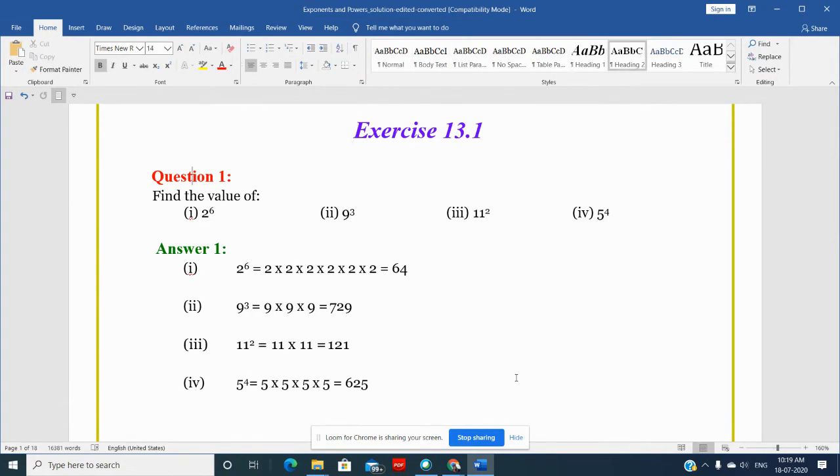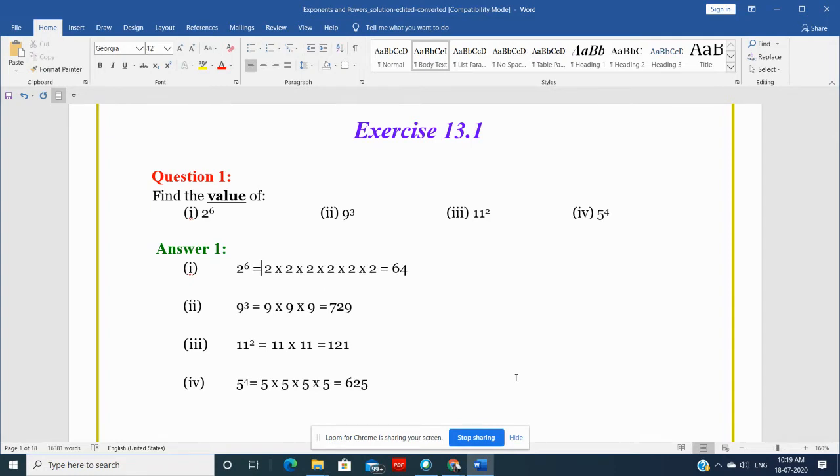Now in this exercise, that is 13.1, the first question is find the value of. You need to understand this question very properly. They have asked you to find the value of, means you need to solve it. So the first question is 2 raised to the power of 6. Okay, so 2 is base here and power is 6.